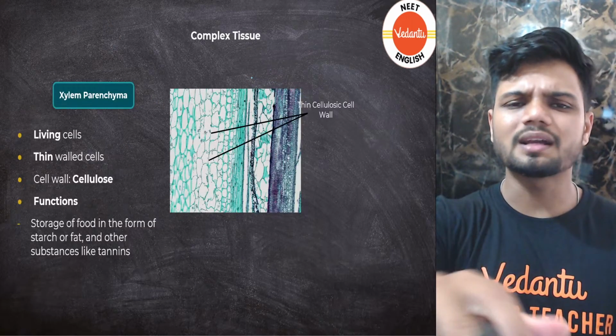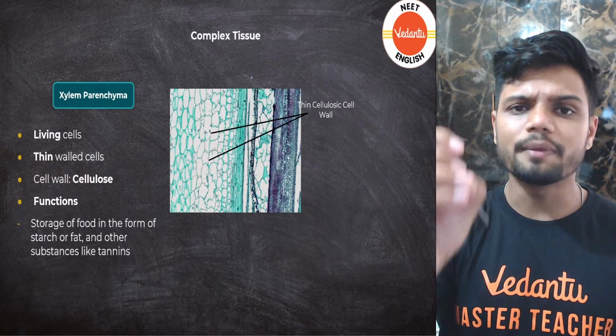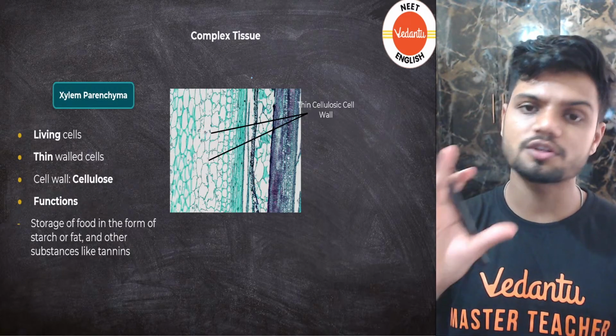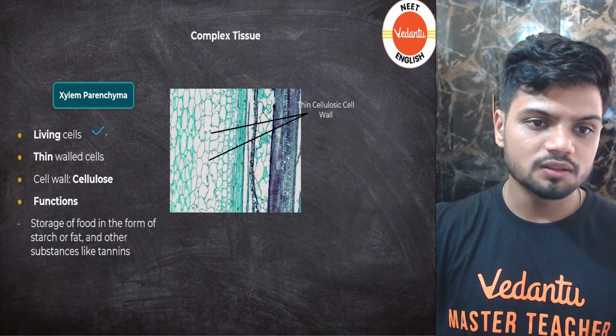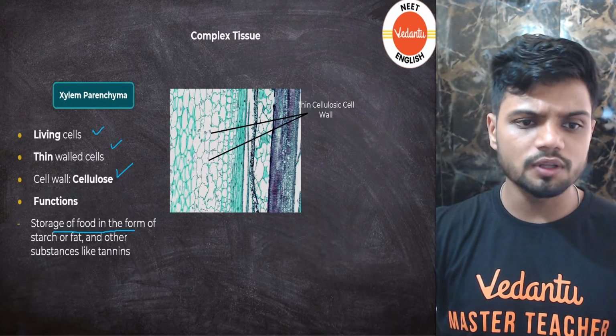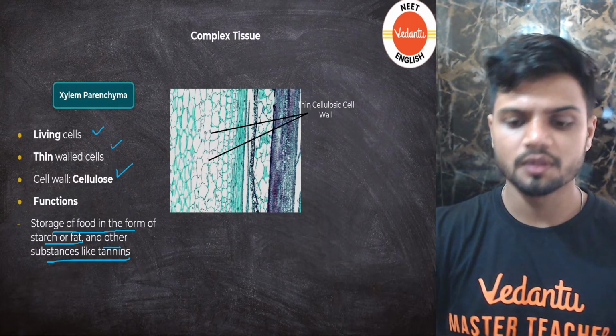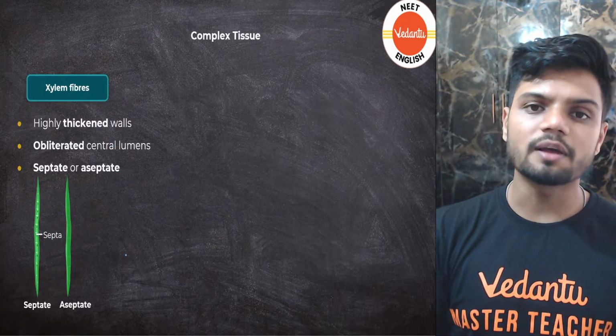Now, xylem parenchyma is very simple. All the parenchyma, same function will be there. Living tissue, main function is storage. Living tissue, thin walls, cellulose, like a parenchyma. Function is what? Storage of food in the form of starch, fat, and other substances like tannins. Storage. Xylem fibers. Fiber is non-living.